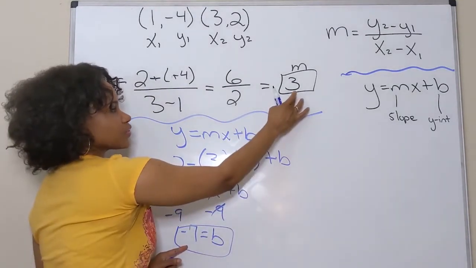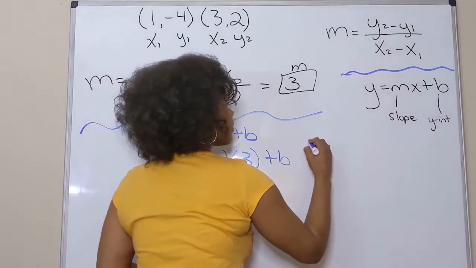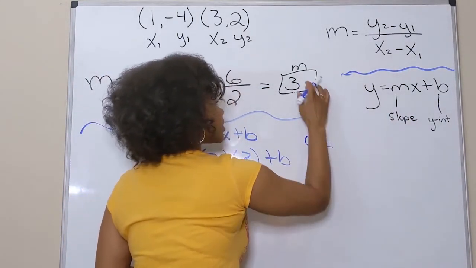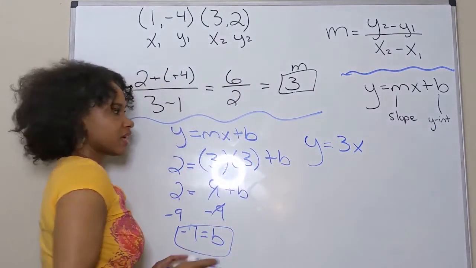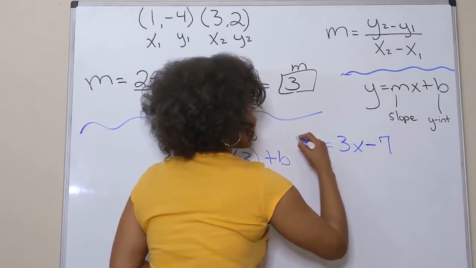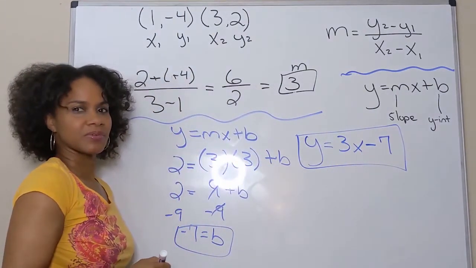So slope is 3. Plugging it back into slope-intercept form. Y equals m, which is 3, x. And since that's a negative 7, it will be a minus 7. All right, so I've written this equation in slope-intercept form.